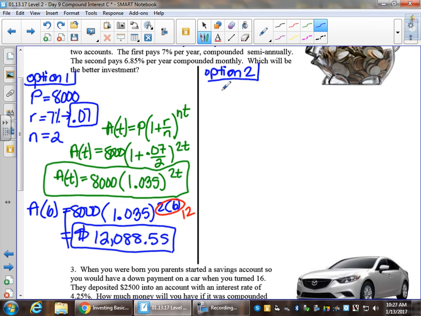For option 2, it says the second page, 6.85% compounded monthly. And just to reiterate, a student brought up that they think option 2 is going to be definitely better because we're compounding more. Compounding monthly is 12 compared to 2. But we do have a different interest rate, so let's see how that's going to affect things.